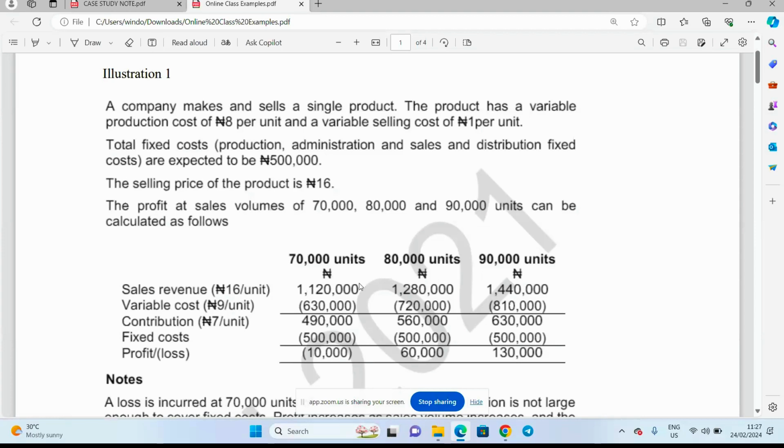So what's the first step you calculate? You calculate what we call sales value first. How do you calculate sales value? They've given you the selling price. You have the volume already. So what you just need to do is multiply each of the volumes by 16 naira. Now, the next stage is variable costs. According to this question, you have two variable costs there, 8 naira and 1 naira. That gives us 9 naira. So variable cost is 9 naira. I want one person, the first person, to calculate 9 naira times 70,000, another person 9 naira times 80,000, another person 9 naira times 90,000.